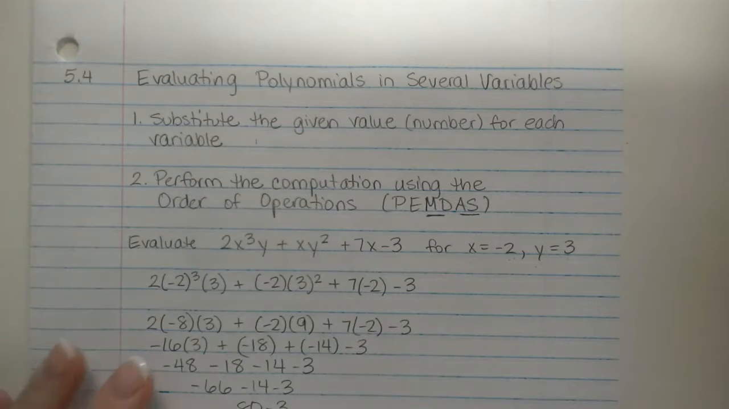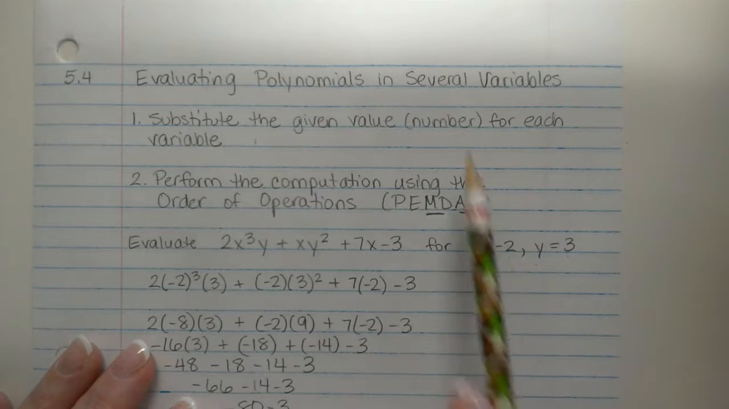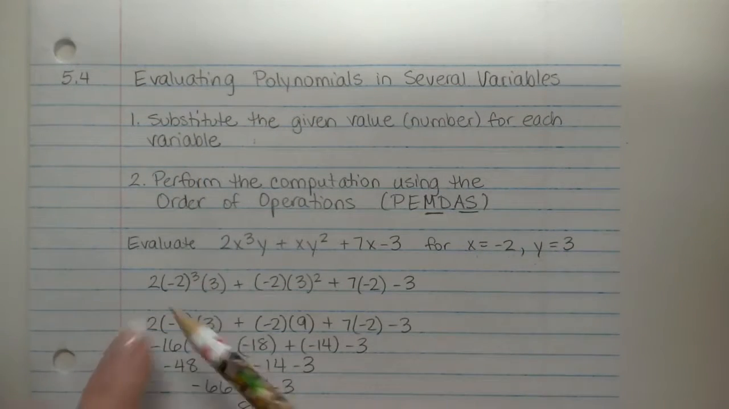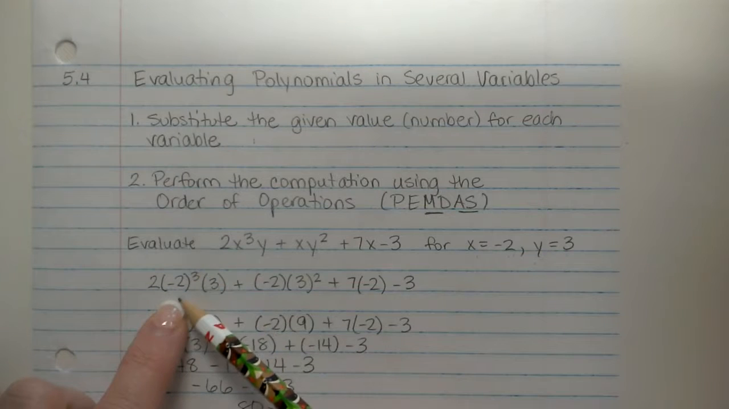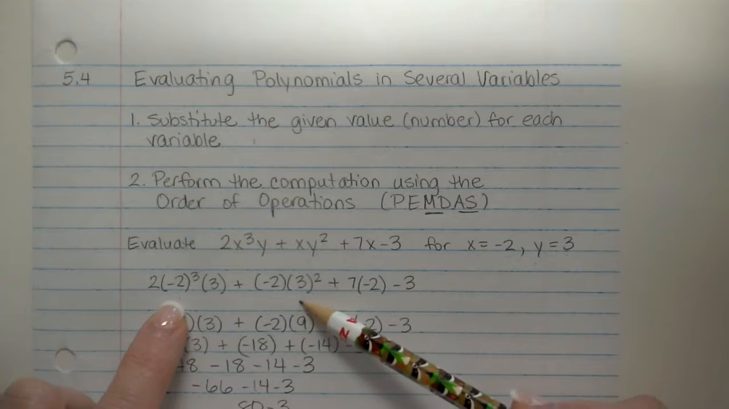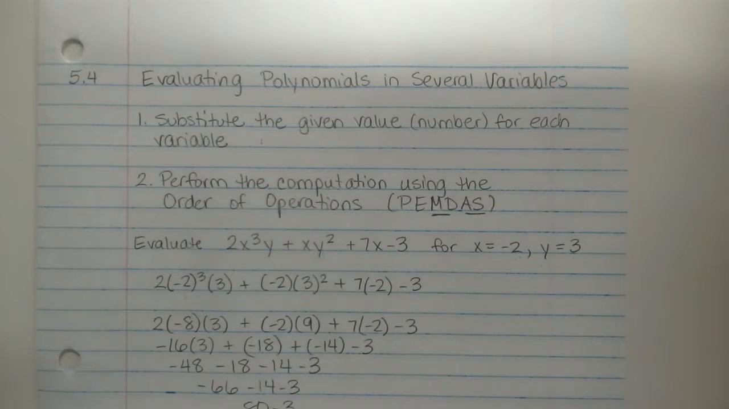So the first thing you want to do is substitute the given value, or the number, for each time you see the variable. And whatever was happening to the variable, if the variable was being cubed, you've got to do that to the number. If the variable is being squared, you've got to do that to the number. So whatever was originally happening to the variable will also happen to the number. Then you just perform the computation.